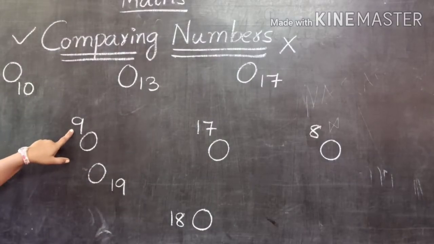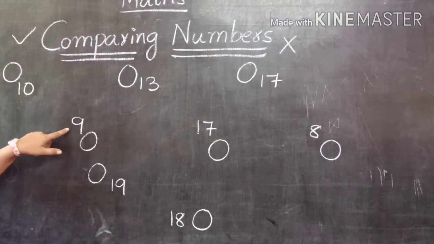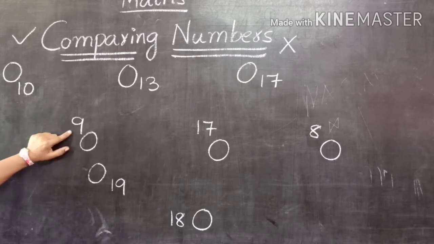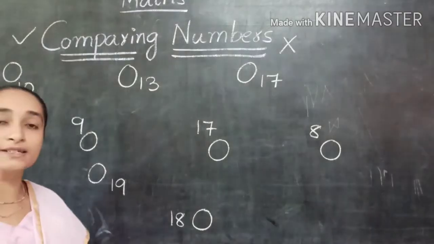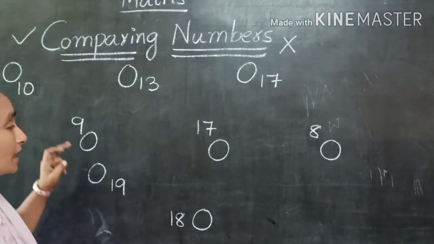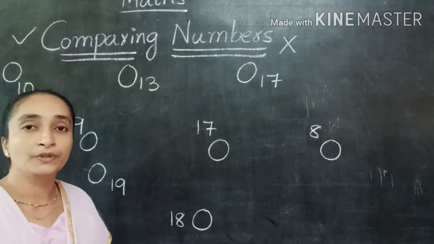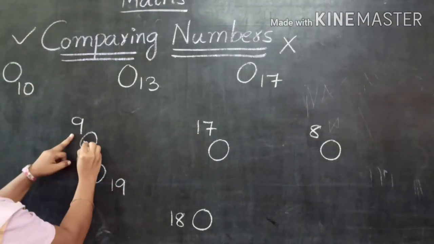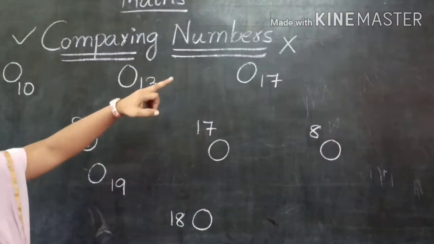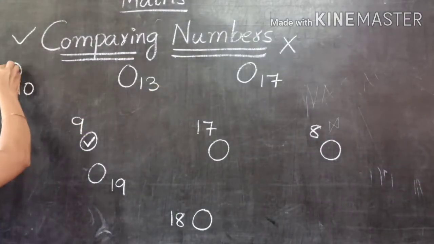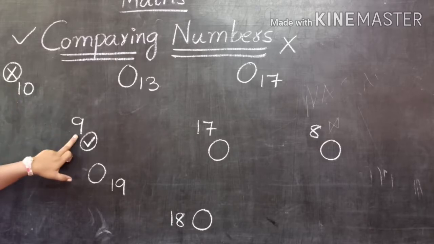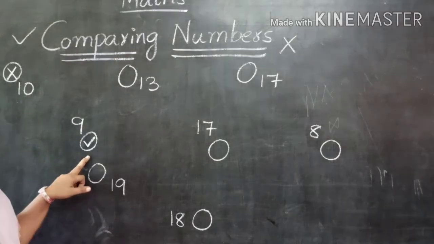10, 9. So 10 and 9, which is the small one? Is 10 the small number or is 9 the small number? Yes, 9 is the small one. 9 is only a one digit number and 10 is a 2 digit number. So 9 is the small one. You can give the tick mark to the small one and cross out the big number. So the big number 10 you cross out, and 9 is the small one, you give the tick mark here.